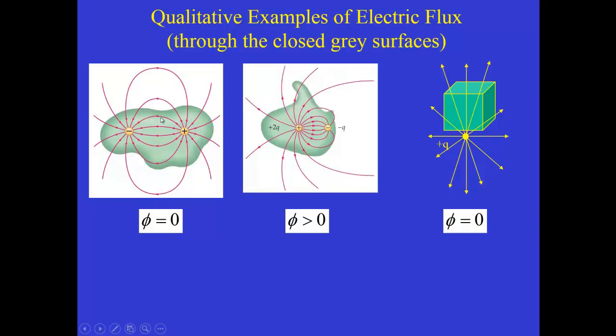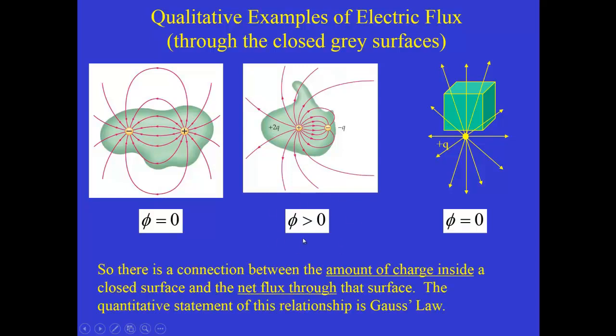On the far left, the net charge inside the surface is 0, the flux is 0. Same thing on the far right. The net flux is 0 and the net charge inside is 0. In the middle, there is a net charge inside and the net flux is not zero.